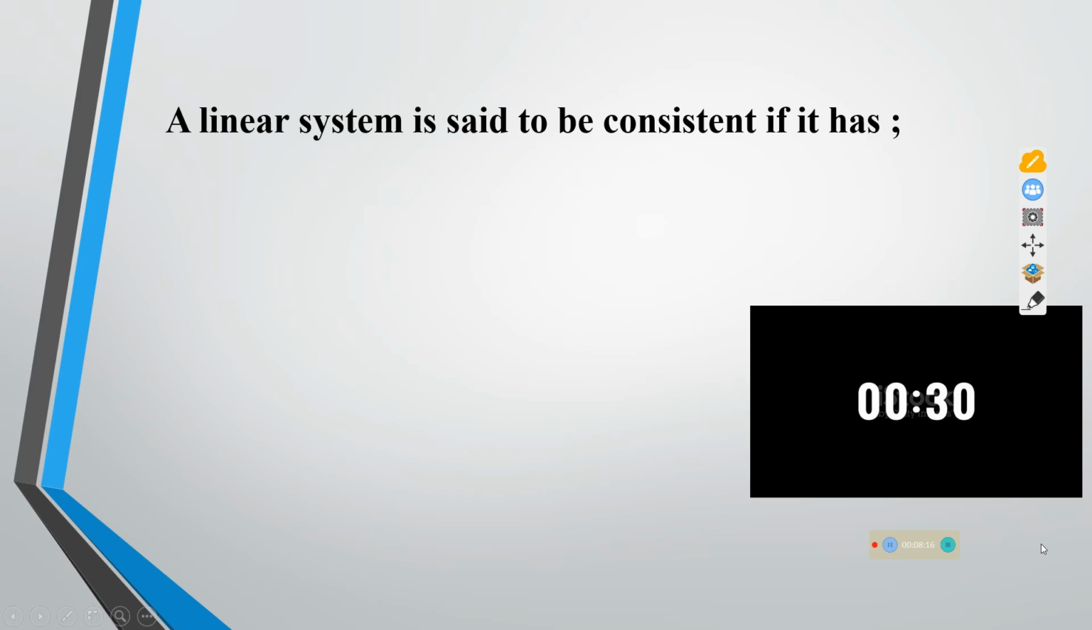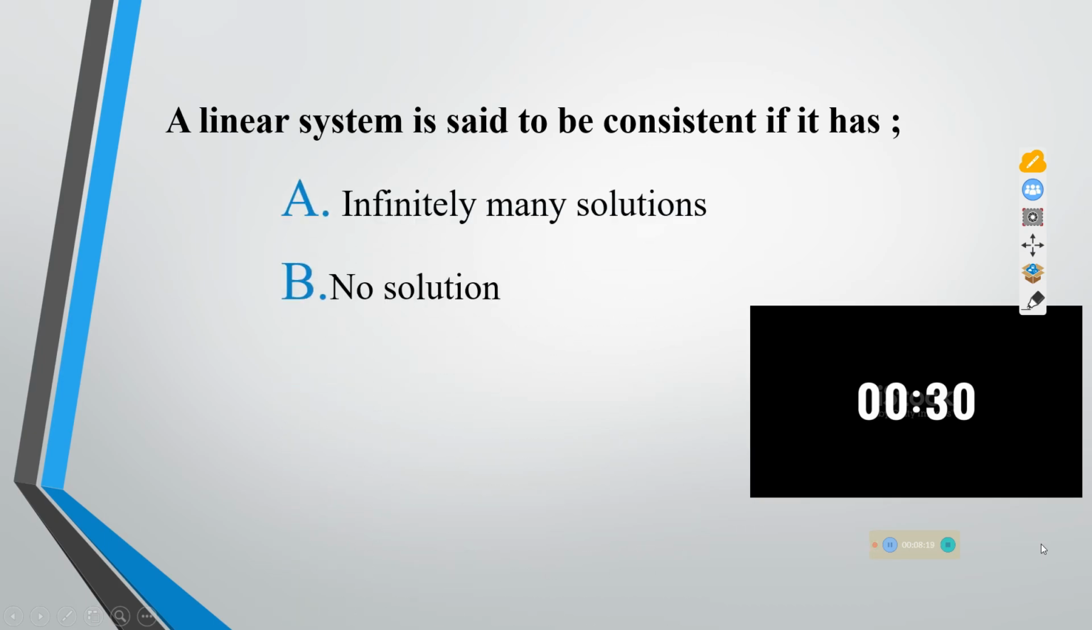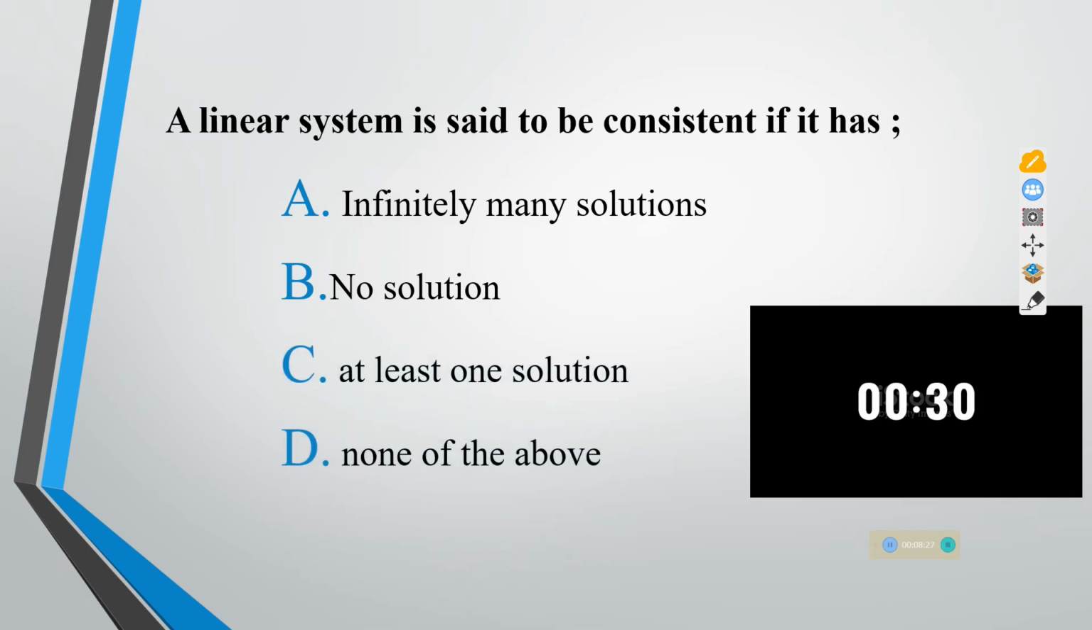So here we have our next question. A linear system is said to be consistent if it has... So we have our different options, and you have 30 seconds to think about the answer.